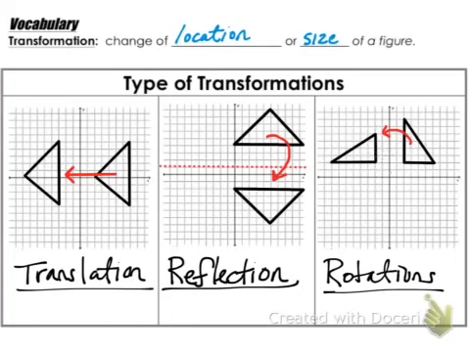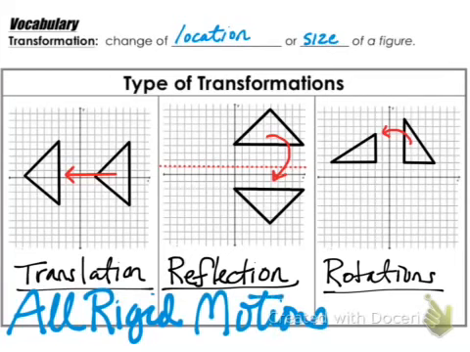Okay? So these are all types of rigid motions, and rigid motion transformations produce congruent figures. If you look, in the translation we have the same triangle just moved over to the left, the same triangle in a reflection just mirrored over this line of reflection, and then our rotation of a triangle is just spinning counterclockwise.